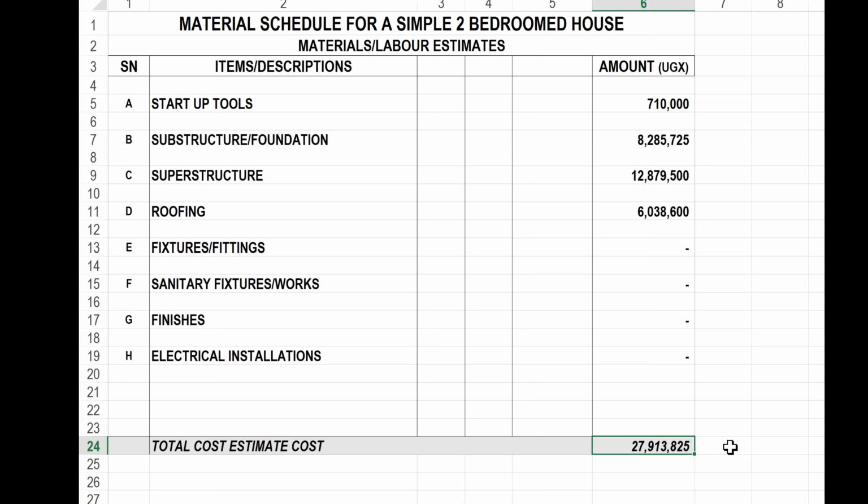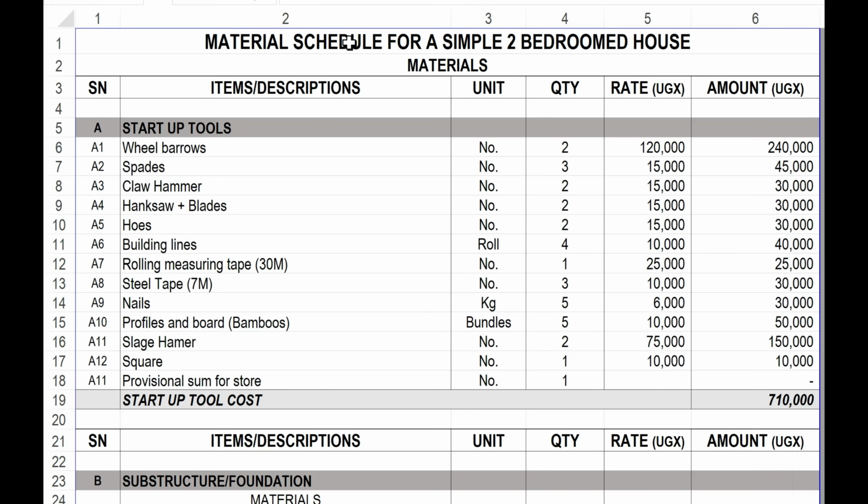27,913,825 Ugandan shillings. Note, this is just an estimate. It can either go up or go down. So if you want an actual estimate, please consult your local quantity surveyor. So now let's go into detail of our material schedule for this simple 2-bedroom house.